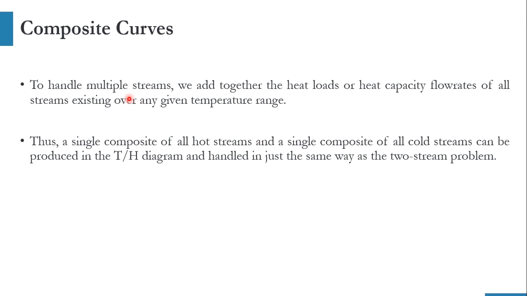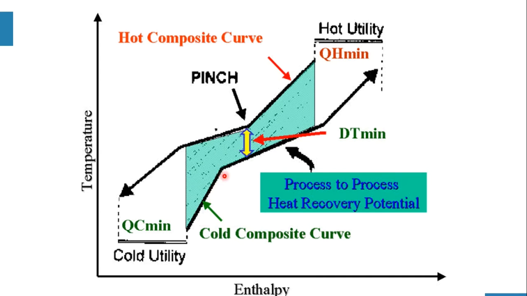So to handle multiple streams, what we need to do is add their heat loads or heat capacity flow rates of all streams existing over any given range of temperature. Then a single composite curve of all hot streams and a single composite curve of all cold streams can be produced in a TH diagram like this. For example, you have two hot streams and two cold streams. Just like the fundamentals where you have one line for cold and one line for hot, you have to convert the number of streams to one line.